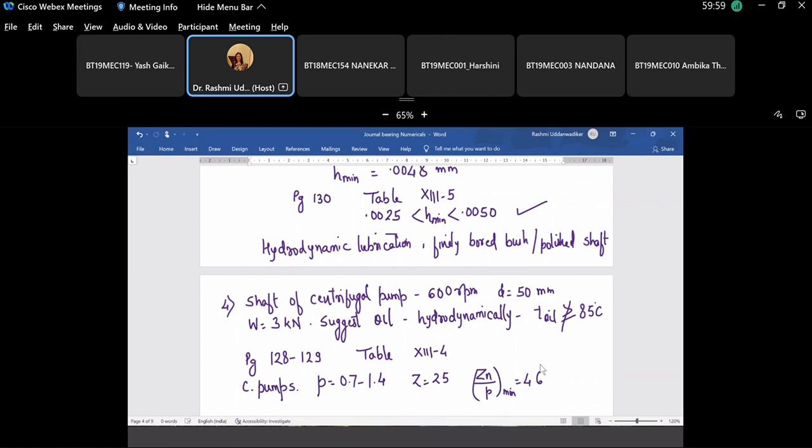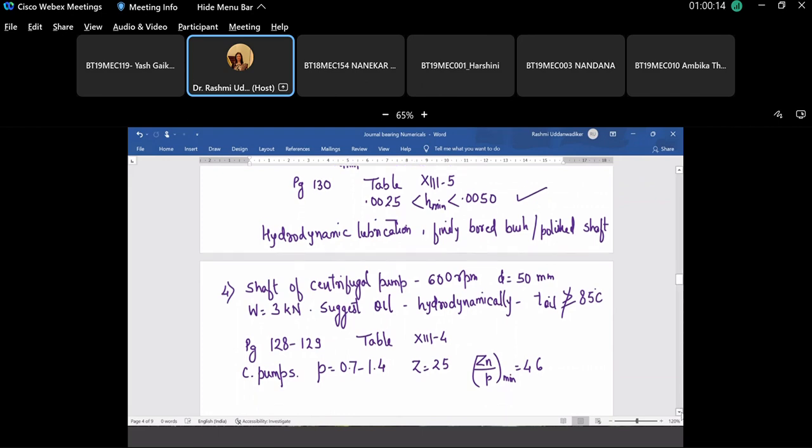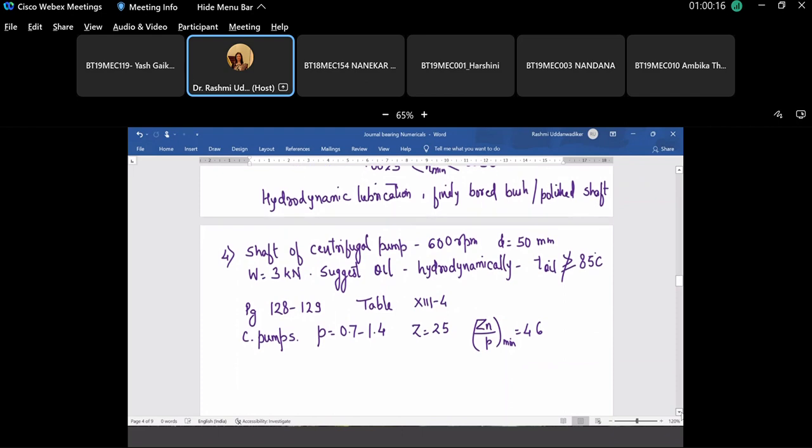C by R is given, L by D ratio is given. So you have to select a ratio between 1 to 2. Similarly, the maximum value of pressure versus velocity, this range is given. So we'll be referring to some of this data for solving this problem.